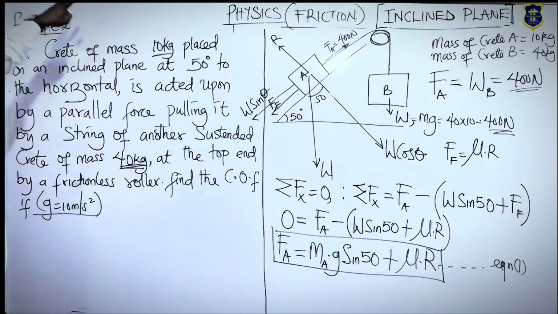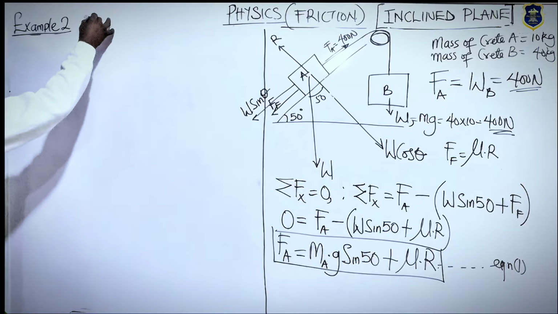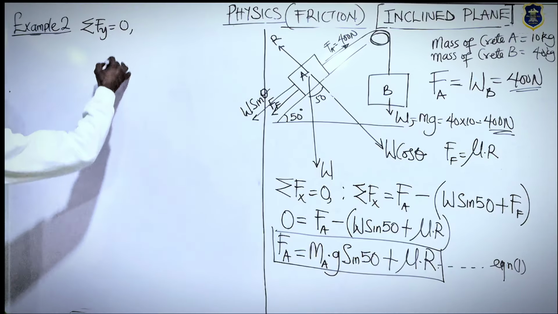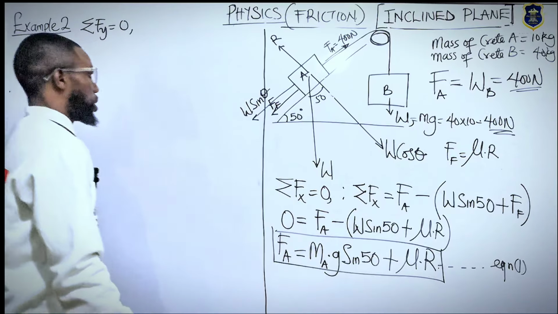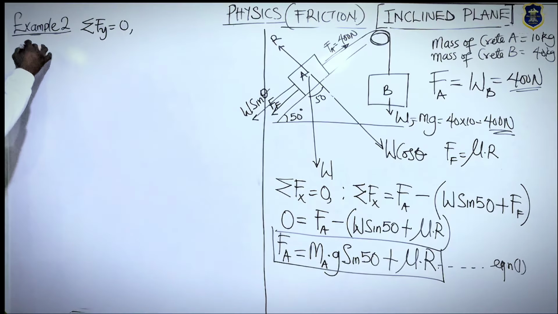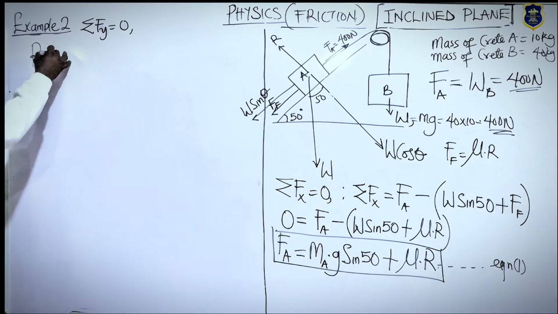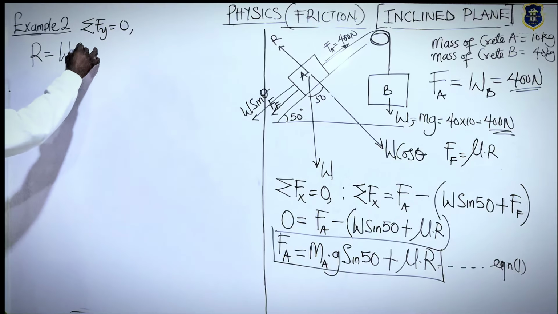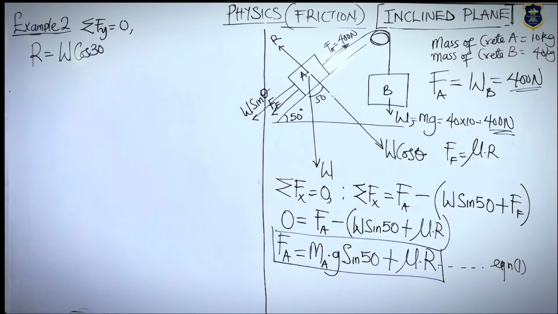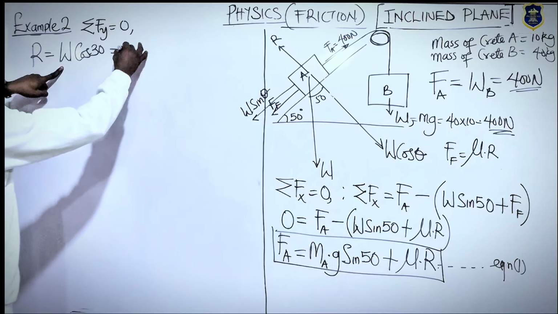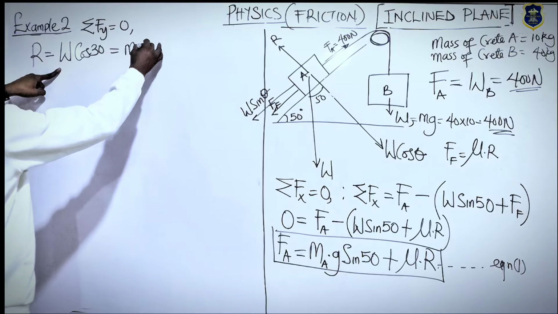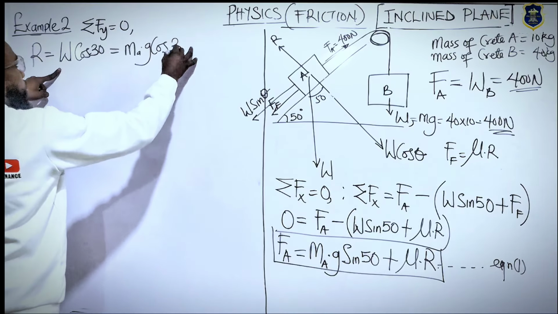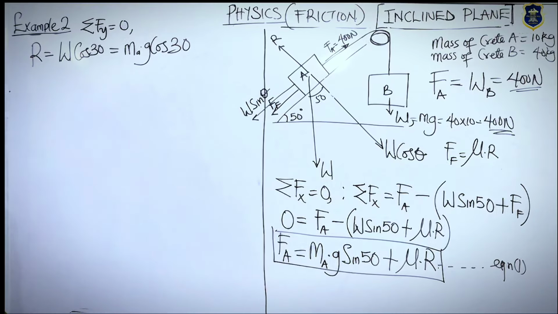I'm going to take this off and then we'll start solving equation 2. For the summation of forces at y, which is equal to 0, we know it's this one minus this. From the first video, we said that the normal reaction R is equal to W cos 30, and we know W is mg, so we can say mass of A times g cos 30. So let's finish this off.